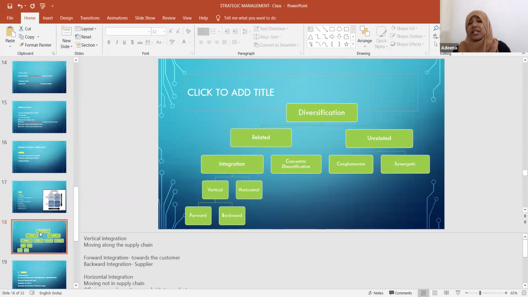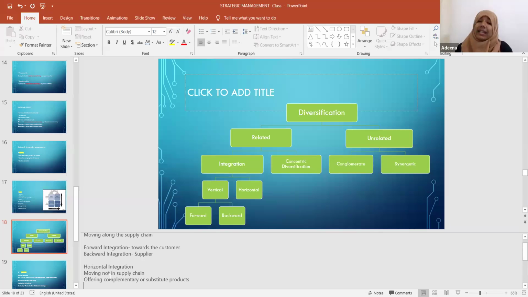Vertical integration happens within the supply chain. Either the organization goes towards the customer, that is forward integration, or they go backward to the suppliers, that is called backward integration. And horizontal integration is where it is not in the supply chain, where the organization offers complementary or substitute products. And then we have unrelated diversification.